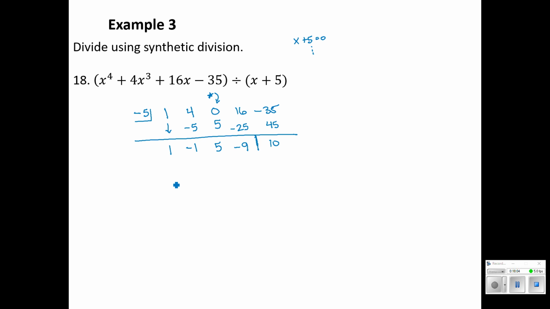So my solution now is going to be 1x cubed minus 1x squared plus 5x minus 9. And then my remainder of 10 is put over the divisor x plus 5. And if we wanted to check that again, we could just multiply this by x plus 5 to undo the division, see if we get back to where we started.